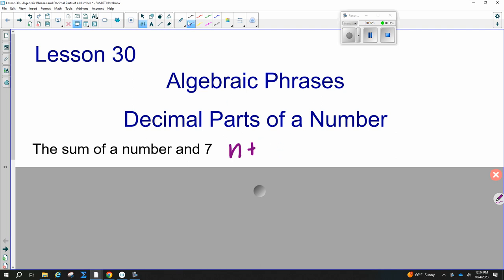Okay, so sum is adding two things together. For a number, use n. All right.